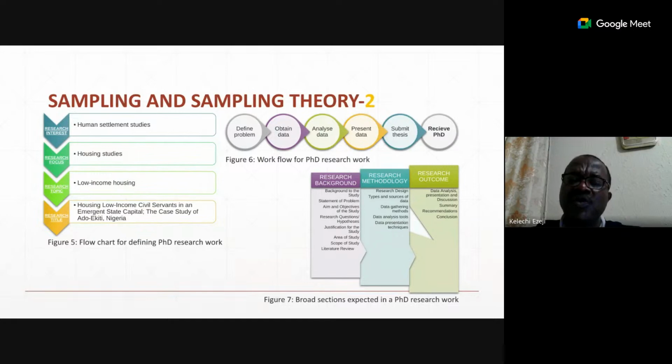If you claim you are going to do so and so and produce a framework for better housing quality, then he goes to see the outcomes. Did you resolve this so and so? And what was the framework in that paper? So you must define the problem, then you obtain the data, then you analyze the data, then you present the data, then in the book, of course, submit the PhD, and by the grace of God, receive your PhD. So that's the flow, the workflow for PhD research.